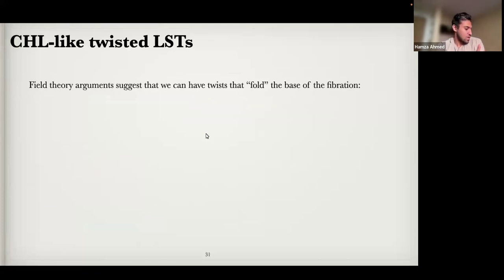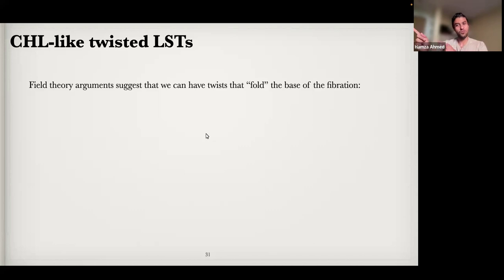So, using just field theory, sorry, question? Okay. Using some field theory arguments, we were able to show that you are also allowed to do twists that fold the base of the fibration.